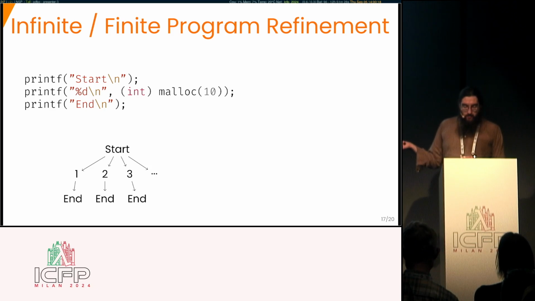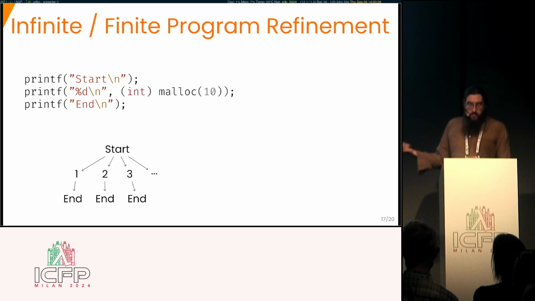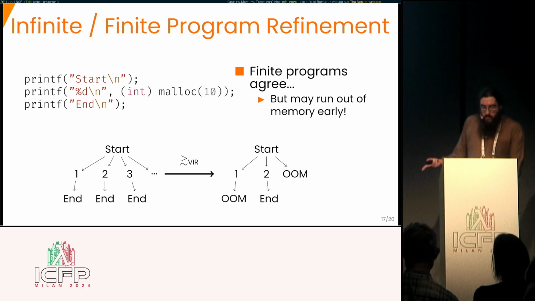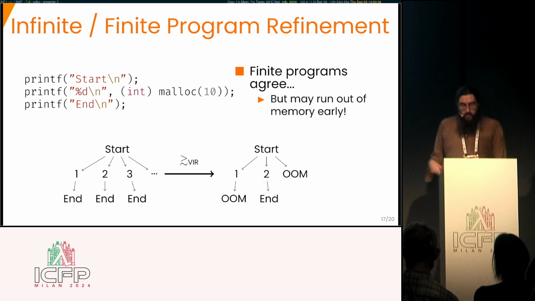of this program under the infinite memory model. It prints start, and then it prints the address allocated. There are an unbounded number of possible values that could be printed. And finally, the program prints end and exits. In the finite semantics, the behavior of the program is identical, except it may give up early, claiming that it ran out of memory, and there are not as many possibilities for addresses returned by malloc.